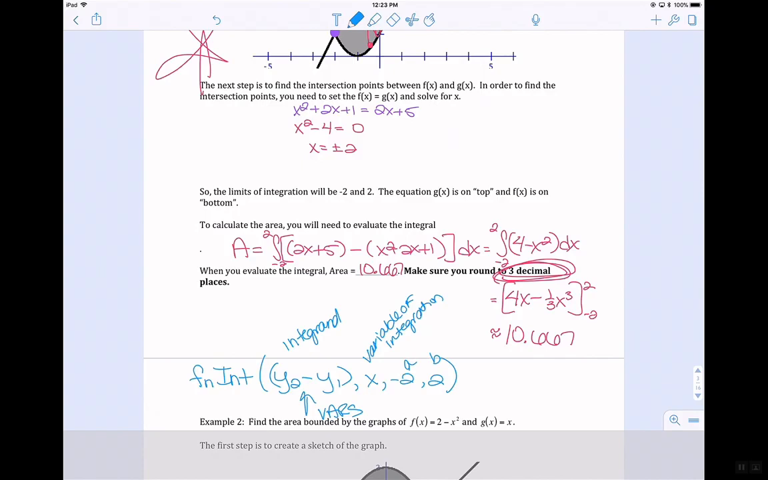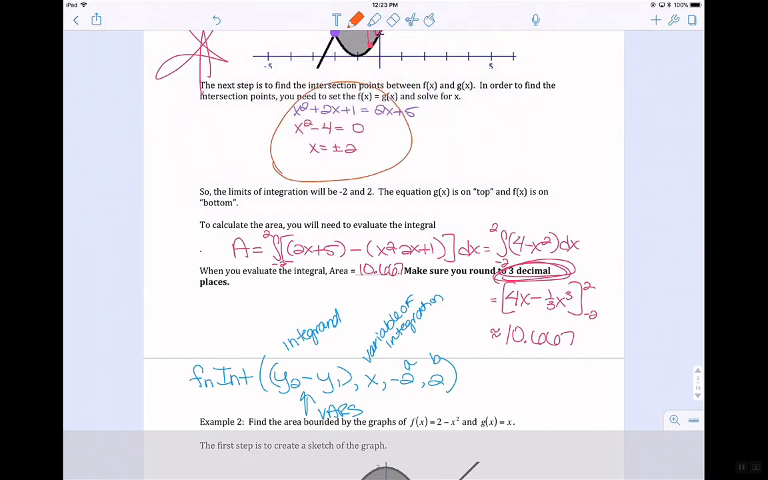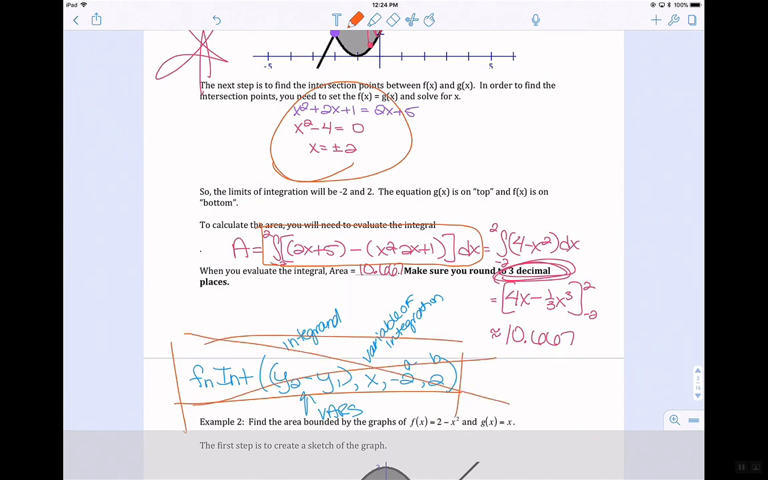It's very important, though, with your solutions that I need to see you finding the intersection points. I also need to see this integral for you to receive credit. Not this one, the actual integral with the equations in there, and then I need to see your answer. So I need to see all three of those in order for you to get credit, okay?